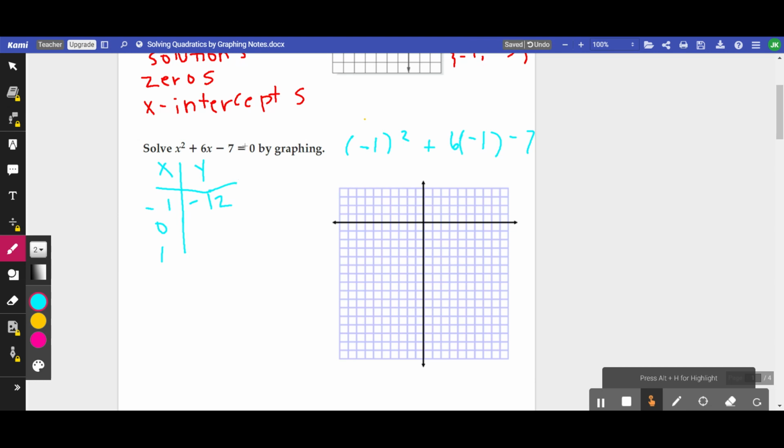Next you can sub your 0 in. So 0 squared would still be 0, 6 times 0 would still be 0, and then 0 minus 7 would be -7. Then you can sub your 1 in next. 1 squared would be 1, 6 times 1 would be 6. So 1 plus 6 would be 7, and then 7 minus 7 would be 0. I will graph these points next, and then you can see where this is headed. So -1, -12, so left 1, down 12.